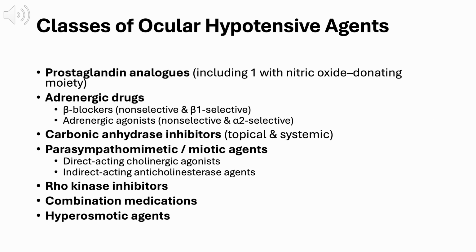There are several main classes of ocular hypotensive agents used to lower intraocular pressure. These include prostaglandin analogues, adrenergic drugs, carbonic anhydrase inhibitors, parasympathomimetic or miotic agents, Rho kinase inhibitors, combination medications, and hyperosmotic agents. Each class works through a distinct mechanism, and we'll go through them one by one in the next few slides.